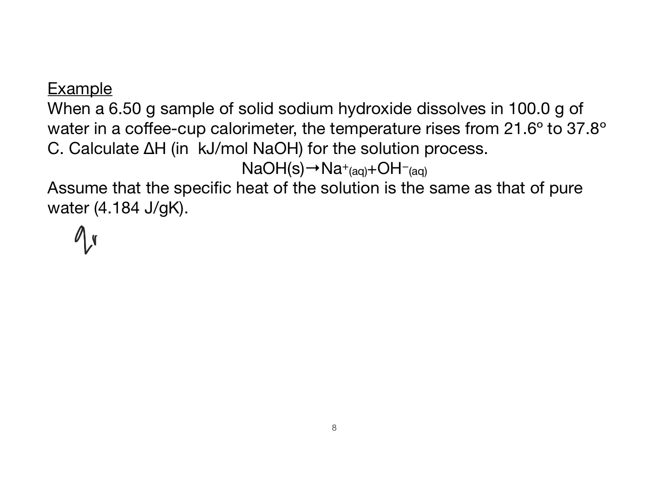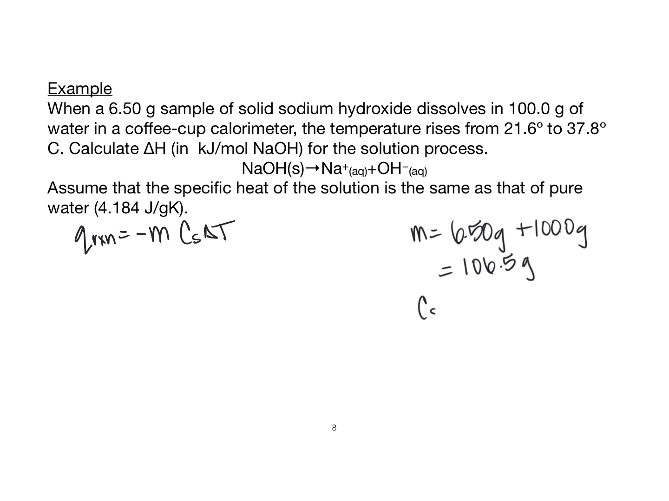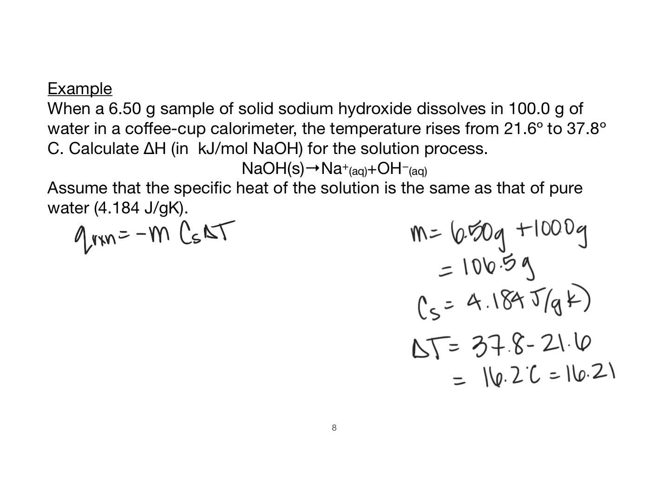So again, we need Q reaction is equal to negative m C sub s delta T. So in this case, m is going to be 6.50 grams plus 100.0 grams. And that's going to give me 106.5 grams. C sub s is equal to 4.184 joules per gram Kelvin. And delta T is going to be 37.8 minus 21.6. And that gives you 16.2 degrees Celsius or 16.2 Kelvin.